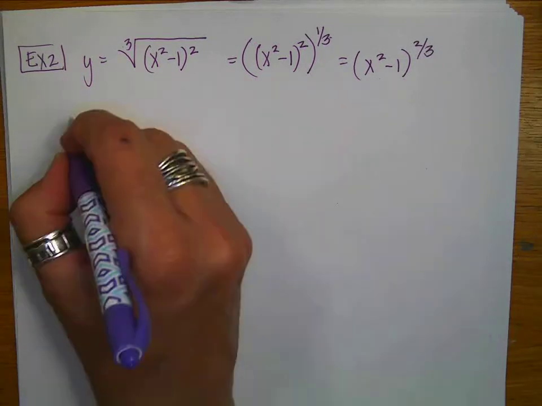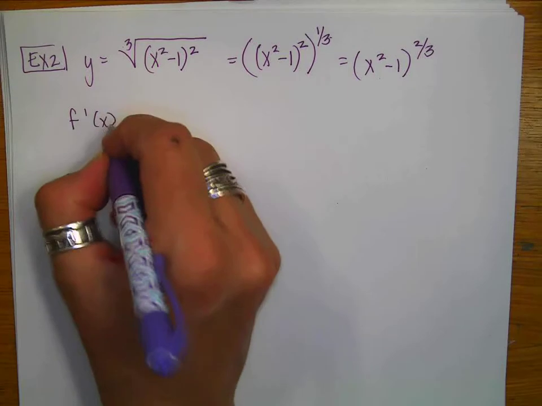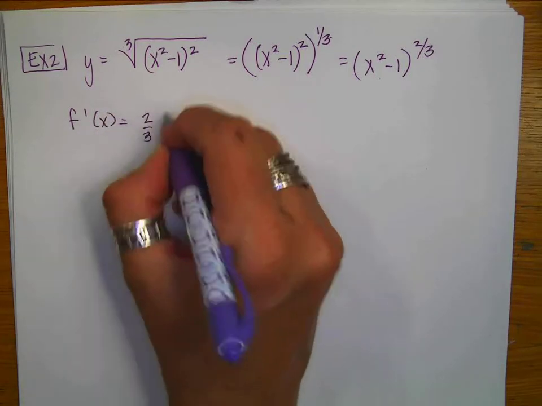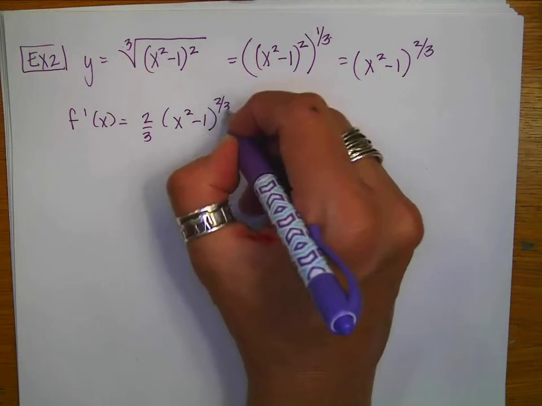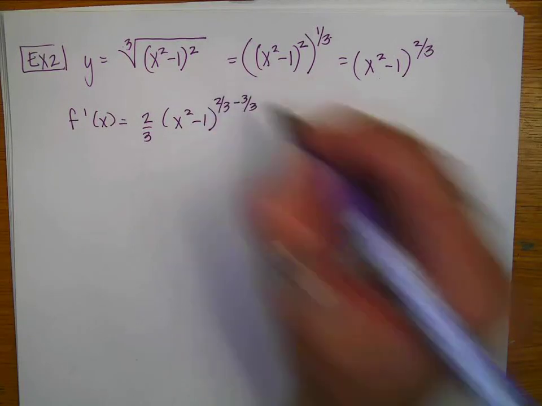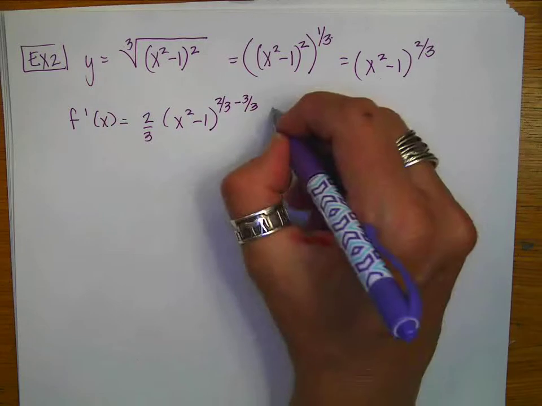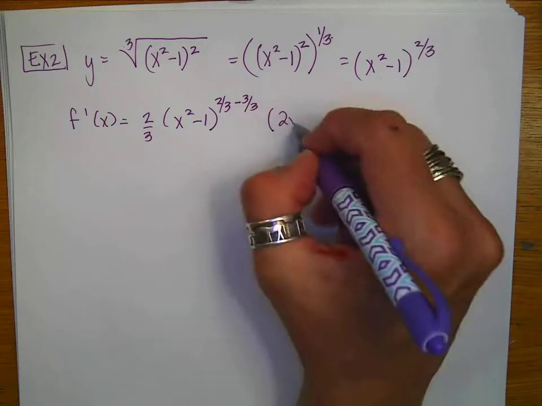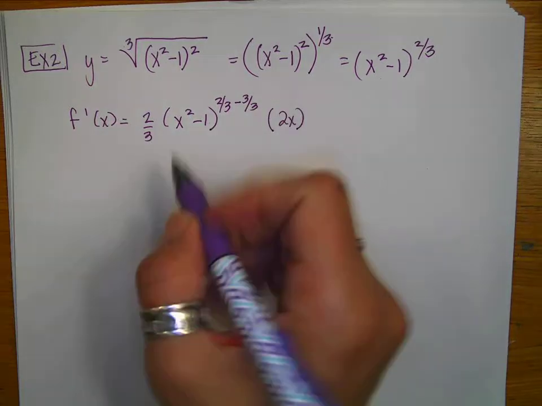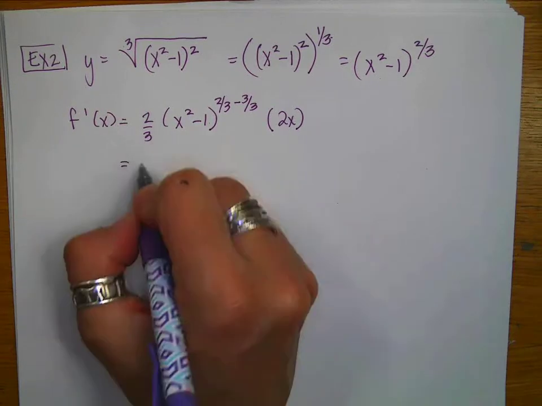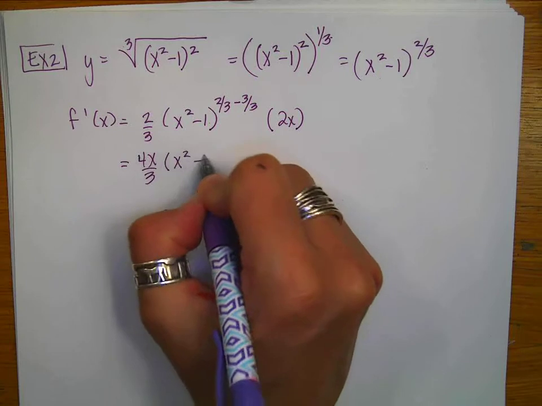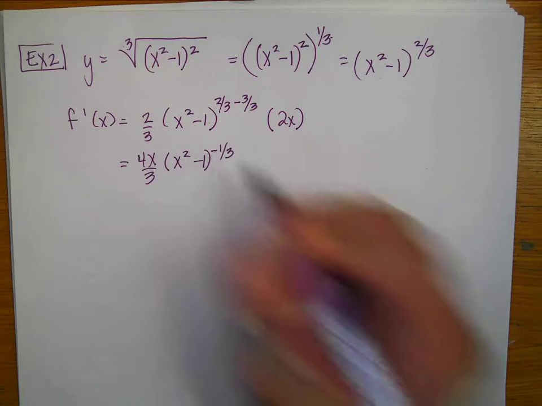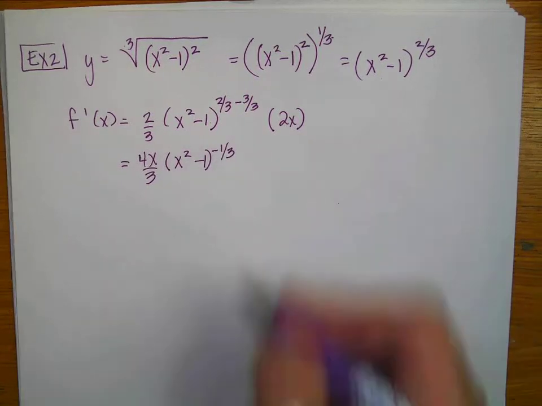So now it's just one chain. When I take the derivative, the 2/3 comes out front. What starts inside stays inside. 2/3 minus 1, okay? And then I'm going to have times the derivative of the inside, okay? So when I clean this up a little bit, this is going to be 4x over 3 times x squared minus 1 to the negative 1/3.